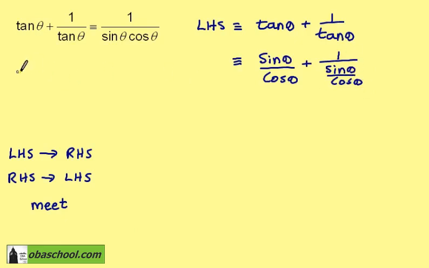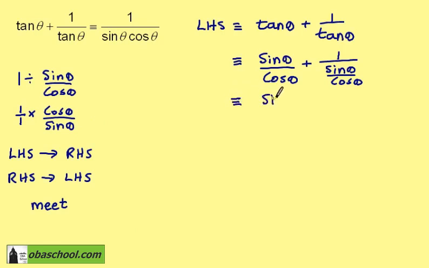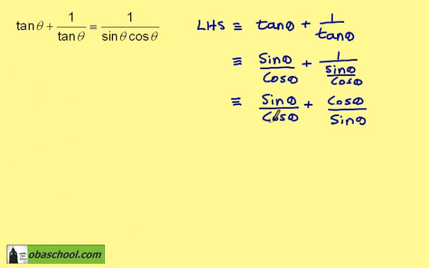If we look at this, we have 1 divided by sine theta over cos theta, so we're dividing by a fraction. If we turn the second fraction upside down and multiply, then it becomes cos theta over sine theta. So we have sine theta over cos theta plus cos theta over sine theta. We're now going to add these fractions.